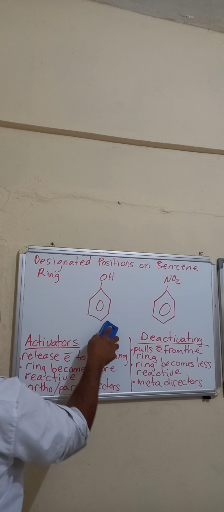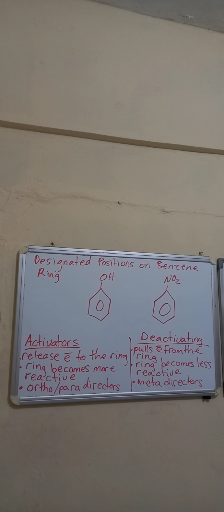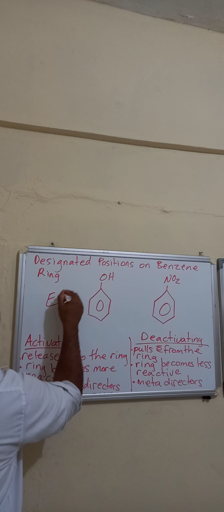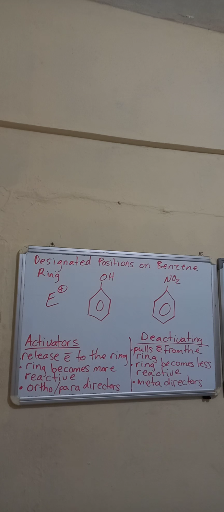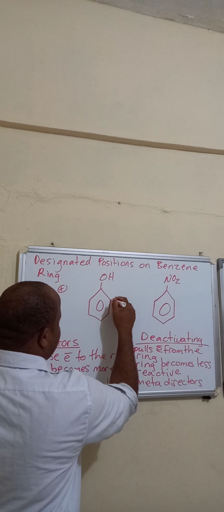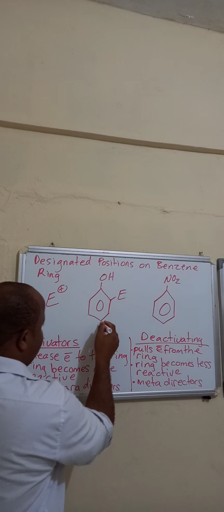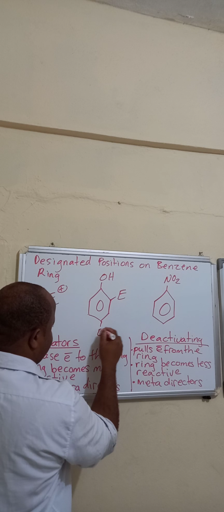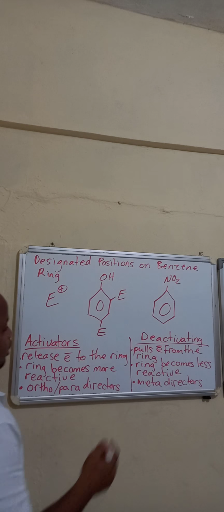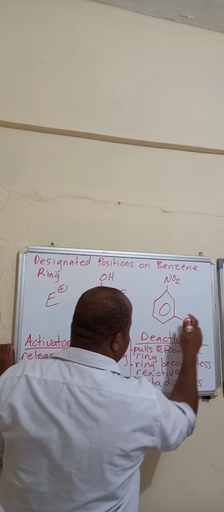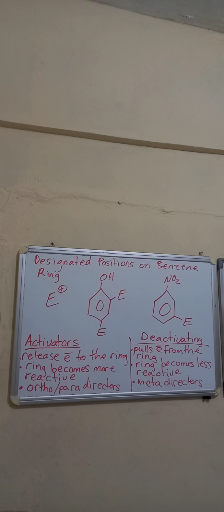and we have an electrophile. So you have phenol and you have nitrobenzene, and we have an electrophile. The electrophile can go here, or it could go here. But for the nitrobenzene, it will go to the meta position.